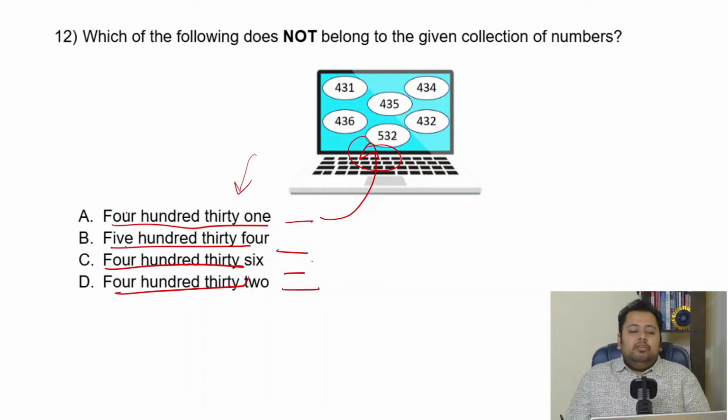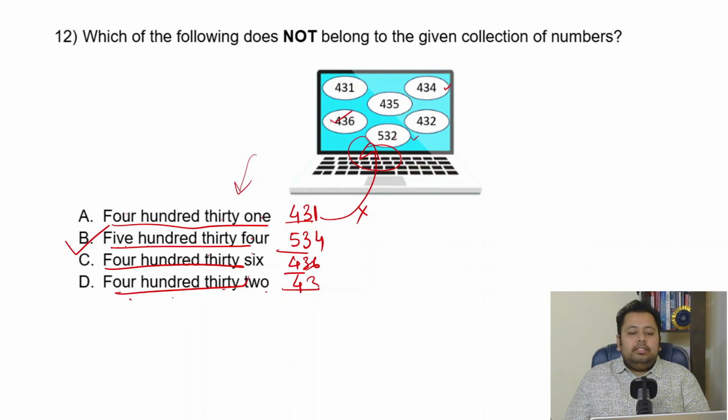Great, easy one. So 431, right? 431 is present, so this cannot be your answer. Then 534. Is 534 present? No, only 532 is present, or 434 is present, but 534 is not present. So option B is your correct answer. Option C, 436. Is this present? Yes, this is present.